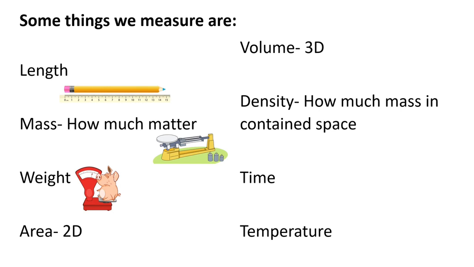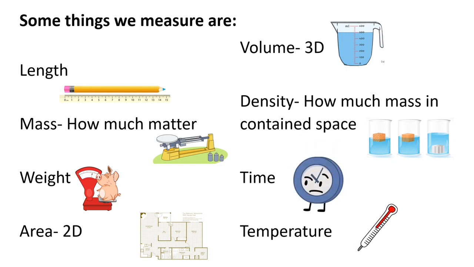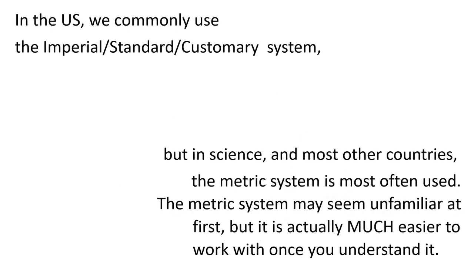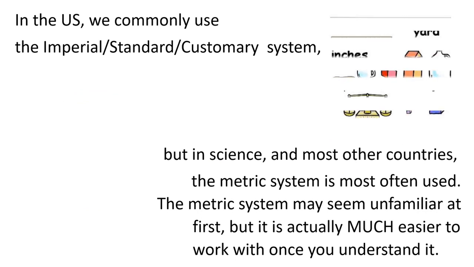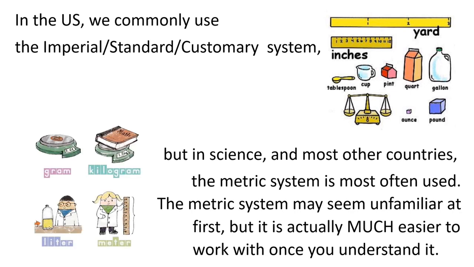Area, which is two-dimensional. Volume, which is three-dimensional. Density, which is how much mass is in a contained space. Time and temperature. In the US, we commonly use the imperial standard or customary system. This is what you're used to: inches, yards, cups, pints, tablespoons, miles. But in science and most other countries, the metric system is most often used. The metric system may seem unfamiliar at first, but it's actually much easier to work with once you understand it.